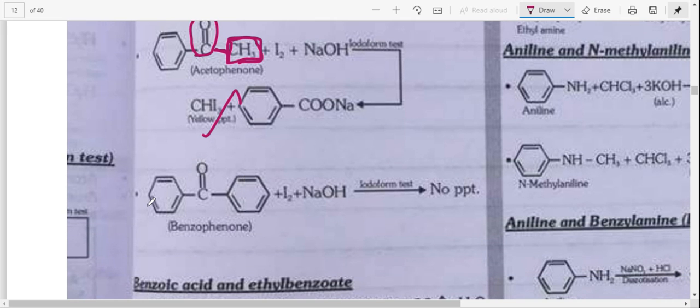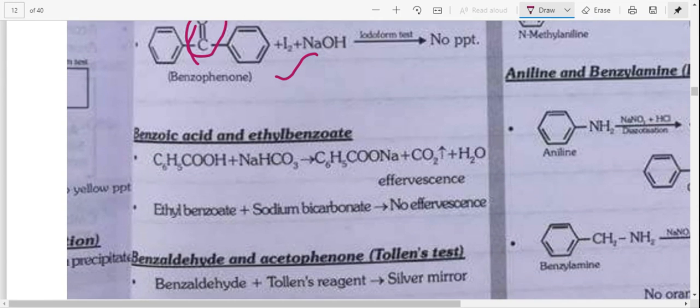But in benzophenone, we have bulky groups present on both sides of the carbonyl group. So it will not give any yellow precipitate.